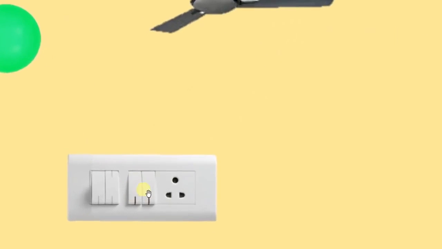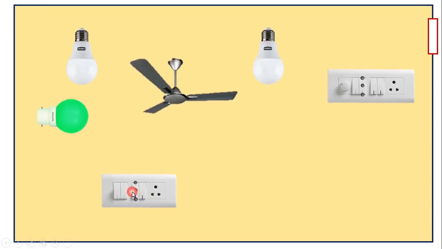Now in this switchboard, through this switch also we want to turn on this lamp. So this switch must also be a two-way switch. Now this second lamp also needs to be turned on and off from two places. So in this switchboard we will connect one more two-way switch. Similarly in this switchboard also we have to connect one more two-way switch.